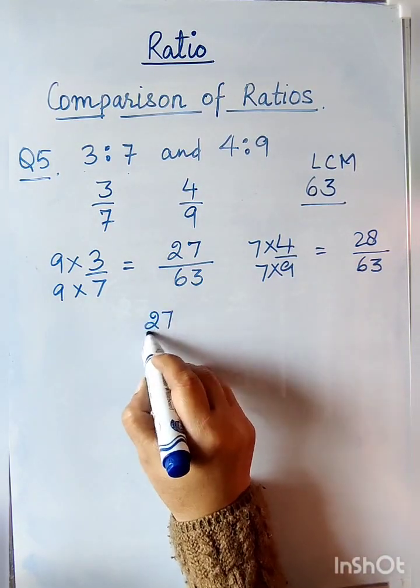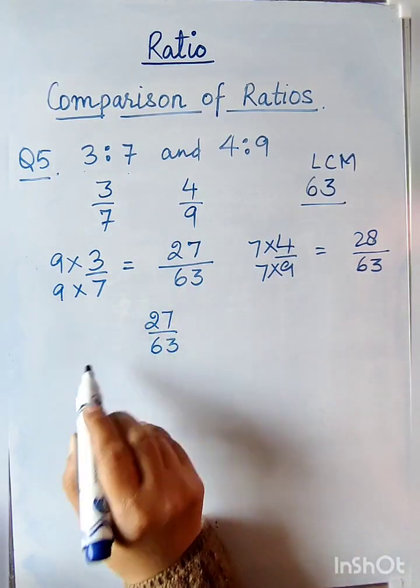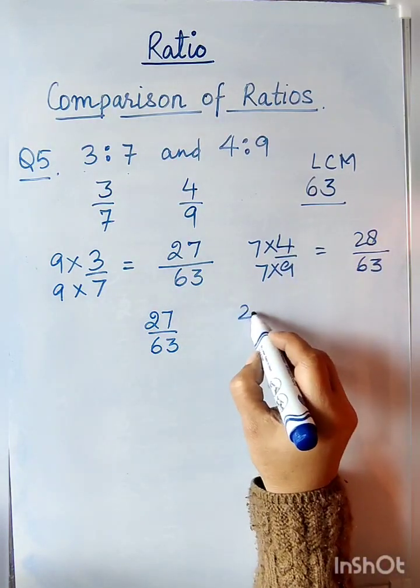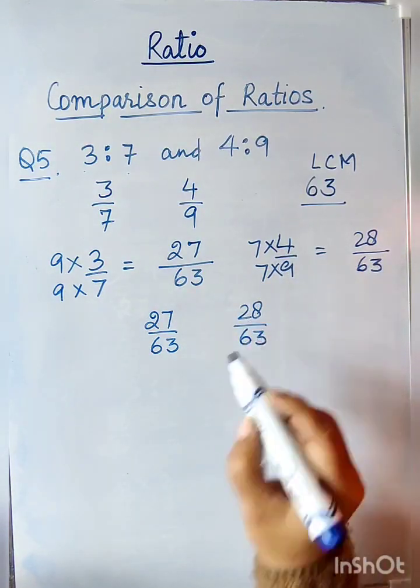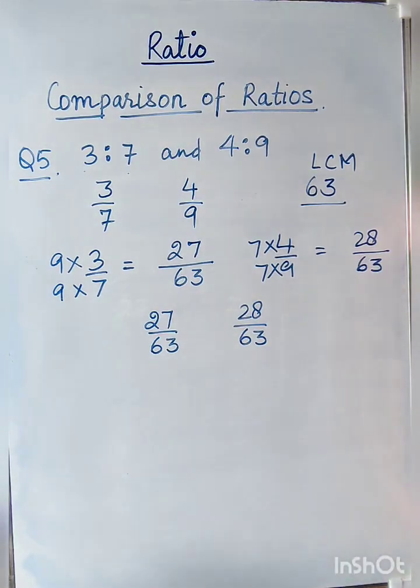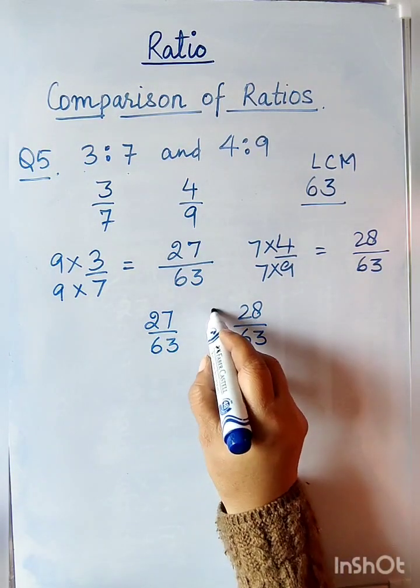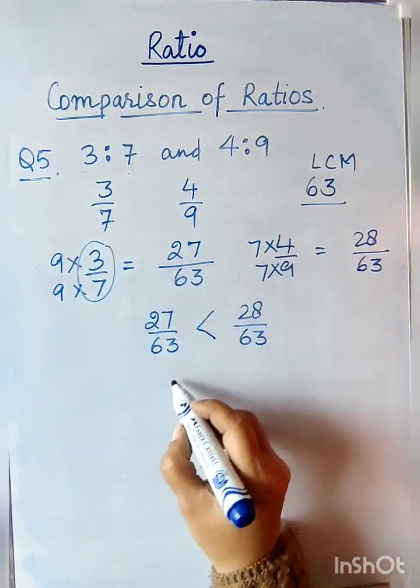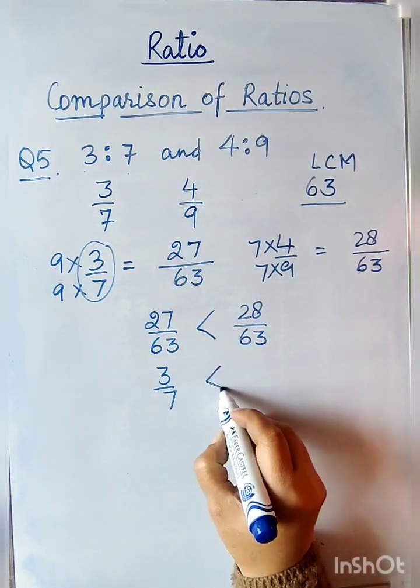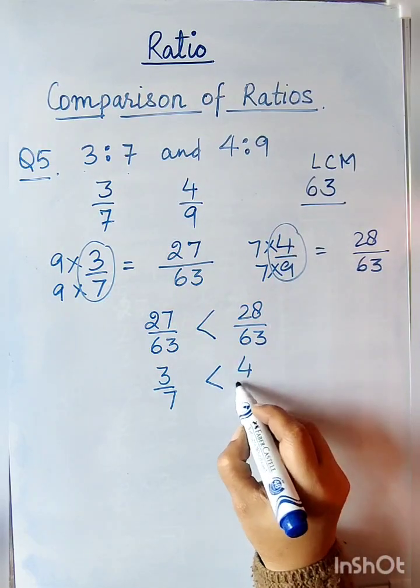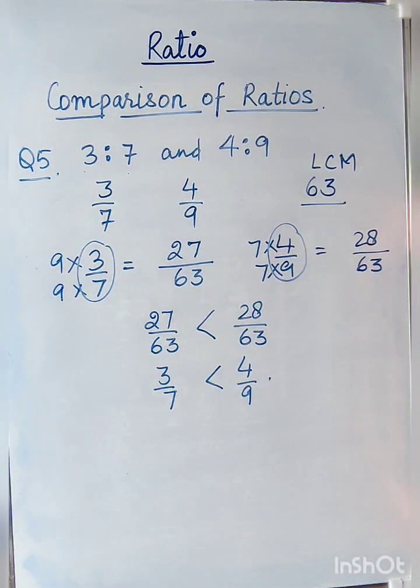Now this fraction is 27 by 63, that is 3 by 7, and 4 by 9 changed to 28 by 63. Now they have been changed to like fractions, so we can simply compare the numerators. We see that 27 is less than 28, therefore 3 by 7 is less than 4 by 9. Let us do one more question to understand the comparison of ratios.